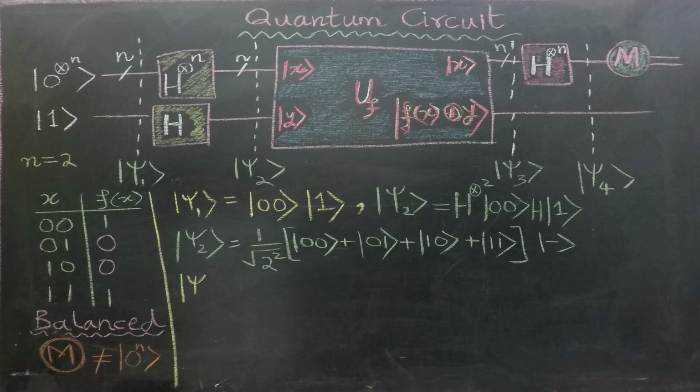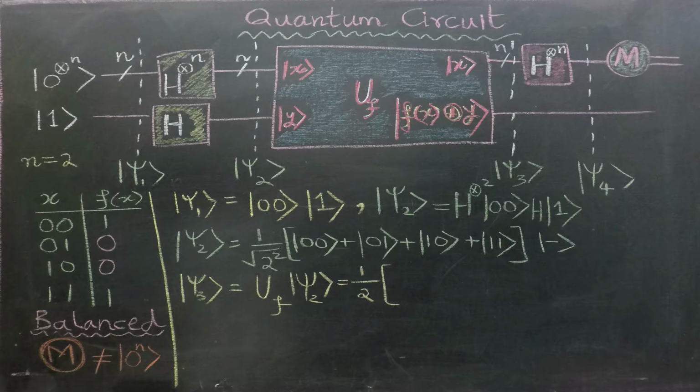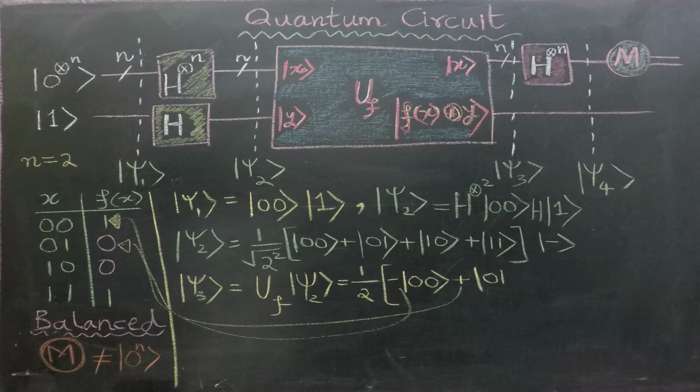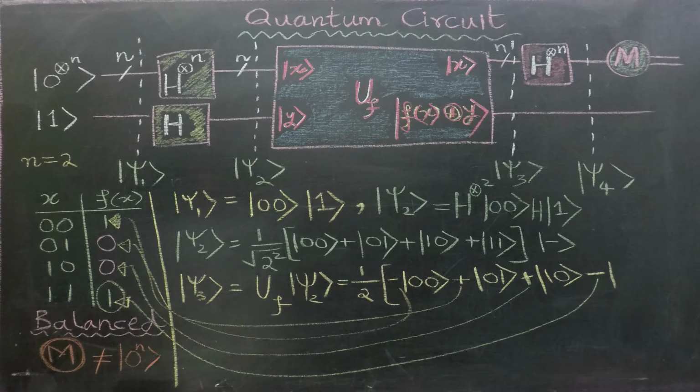In ket psi 3, we apply the UF gate to the registers. Since the second register has ket minus, the UF gate will change the sign of all the inputs which are providing an output of 1. Hence, ket psi 3 will be equal to 1 over 2 times minus ket 0, 0 plus ket 0, 1 plus ket 1, 0 minus ket 1, 1.